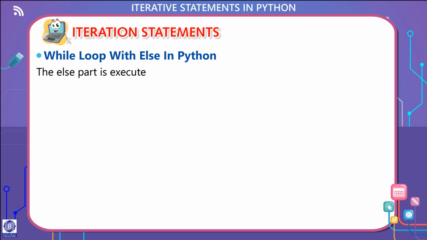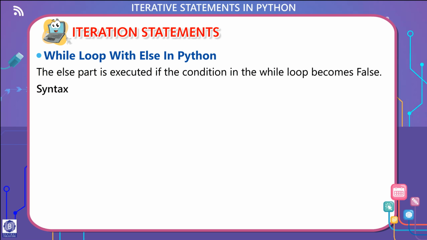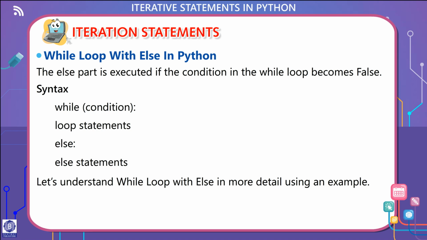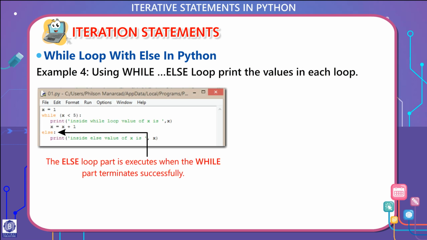While loop with else in Python. The else part is executed if the condition in the while loop becomes false. Syntax: while condition, loop statements, else statements. Let's understand while loop with else in more detail using an example. Example 4. Using while else loop, print the values in each loop.